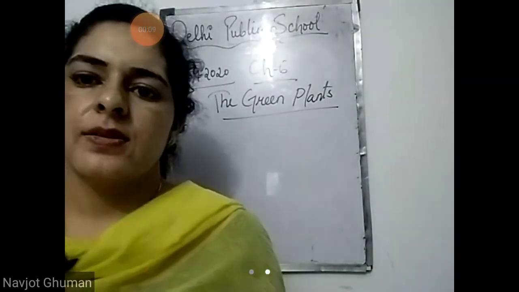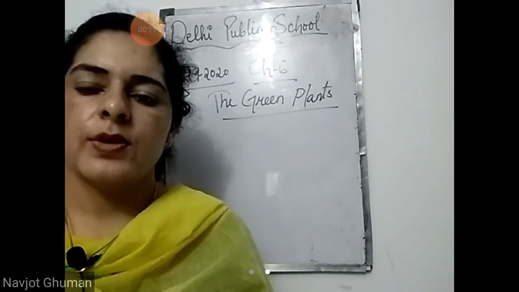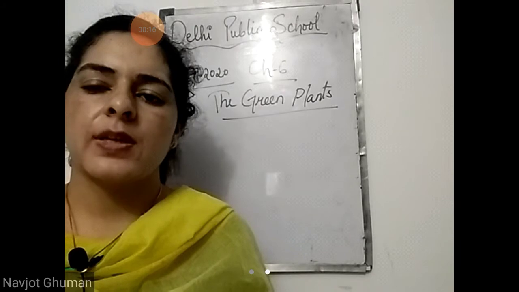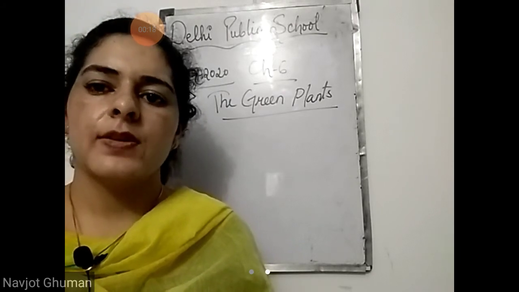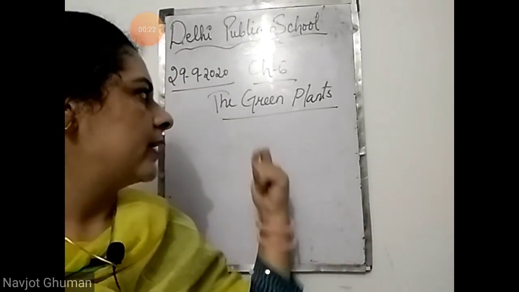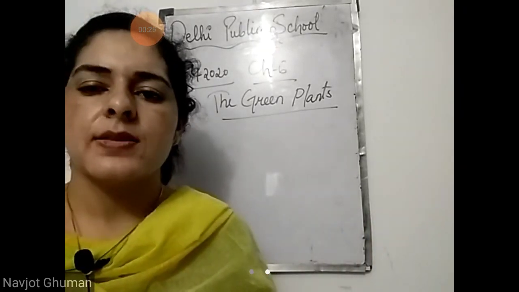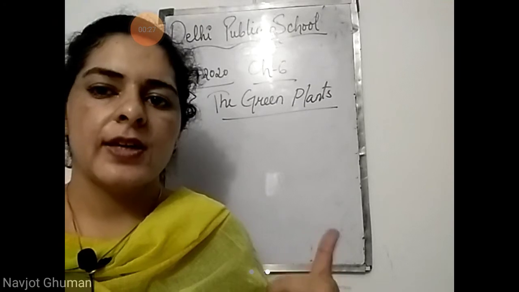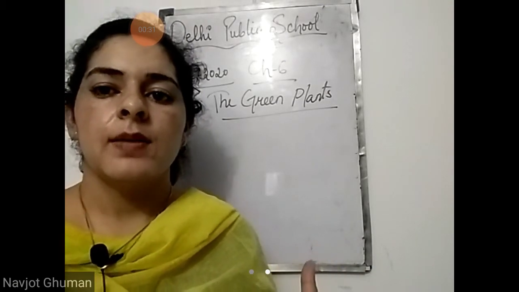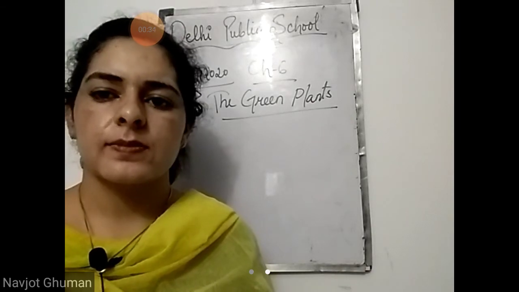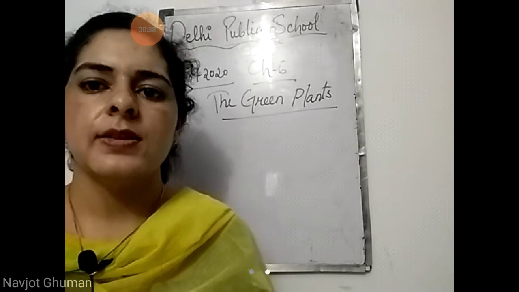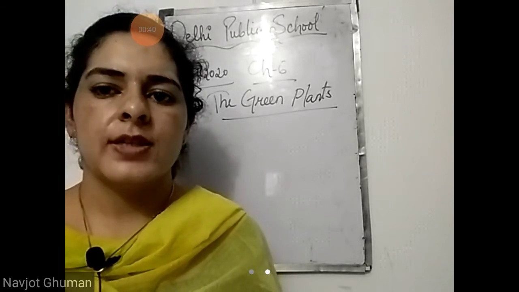So, we are doing revision for the exams. We have revised 5 chapters till now. Today we will start with the new chapter, chapter number 6, which we recently read: the green plants. As the name itself tells us, in this chapter we read about the plants, the leaves, how plants make their food, and the interdependence of plants and animals. So let's start.